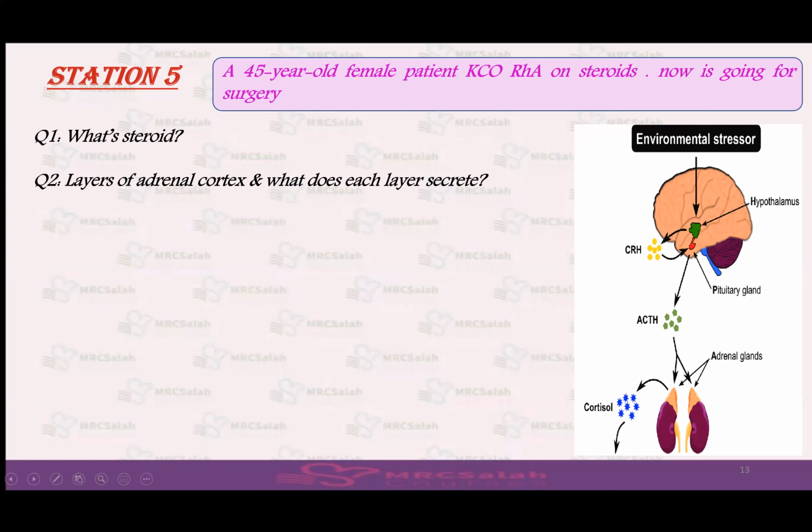Dr. Mustafa, what are the layers of the adrenal cortex and what does each layer secrete? Zona fasciculata, producing cortisol, and glomerulosa producing aldosterone, and the reticularis producing sex hormones.